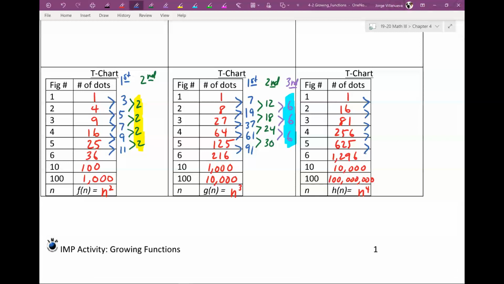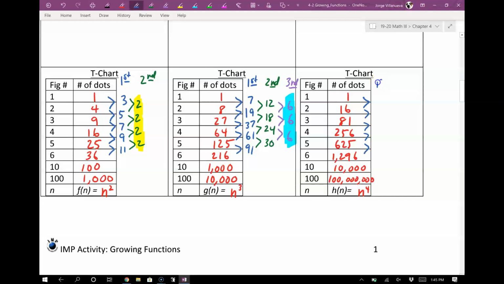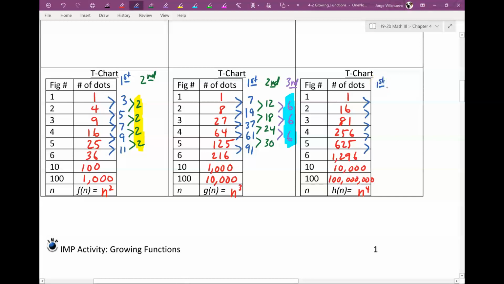So, like I said, I did this for you guys here. Here is the first differences. Okay, so we're going to get 15, 65, 175, 369, and 671. Those are my first differences. Now, they don't match. I know some of you guys have to go for sports. If you want to go now, go ahead. But they don't match. So, second differences.